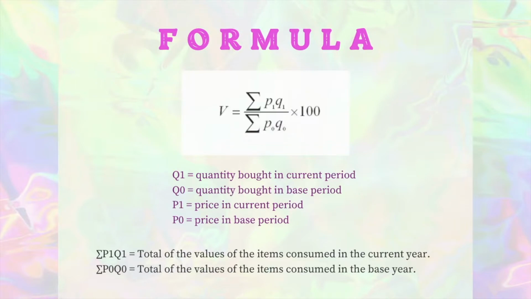So you can say that sigma P1 Q1 is the total of the values of the items consumed in the current year, and sigma P0 Q0 is the total of the values of the items consumed in the base year.